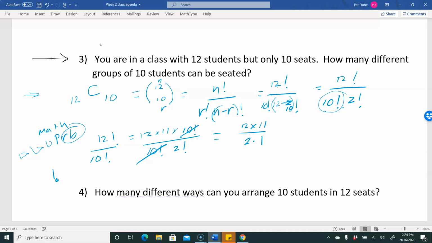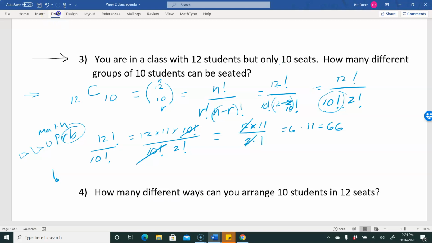So this is 2 times 1. Again, everything's multiplied on top, everything's multiplied, so I can reduce 12 and 2 and get 6 times 11. And that's 66. There are 66 possible ways I can choose 10 students from a group of 12. Interesting point here, and we'll see this in the binomial theorem: what if instead of choosing 10, I only had 2 seats?